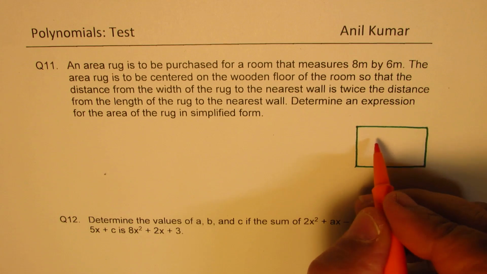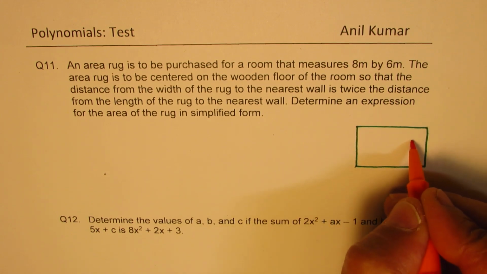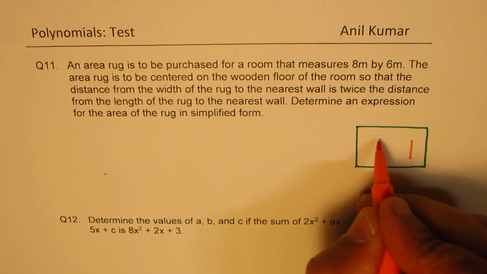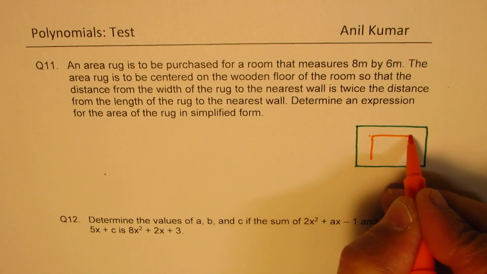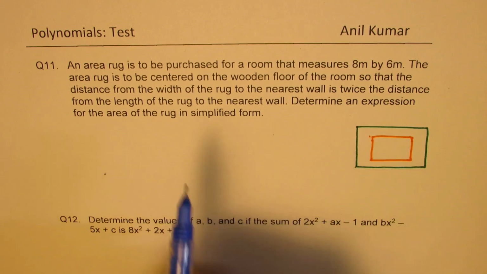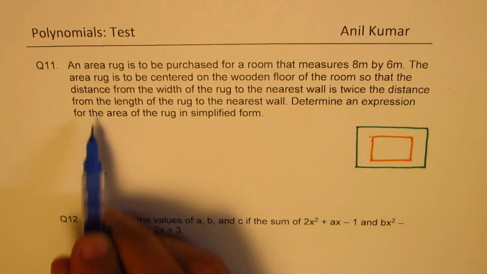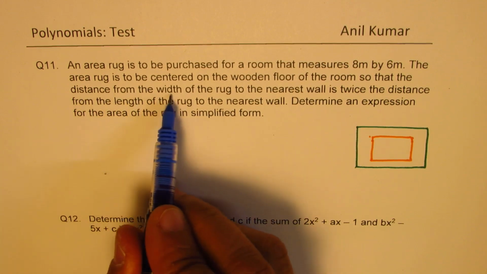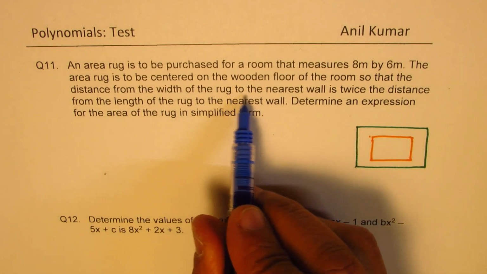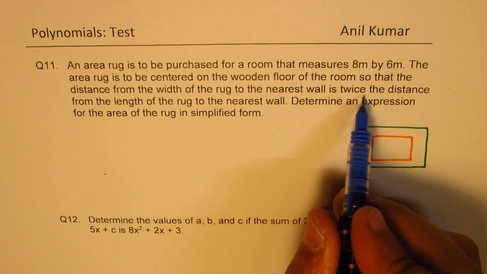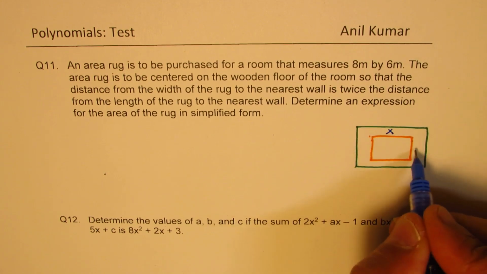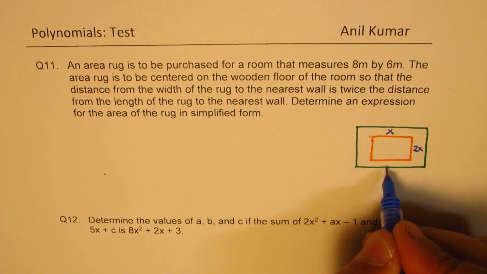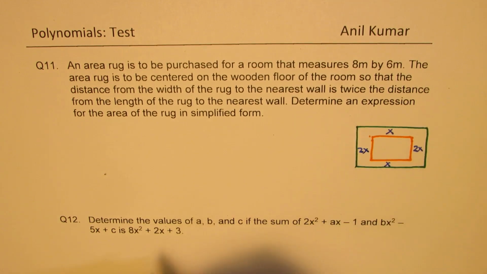So let's say we have here, so this will be the width, right? So this width will be smaller. So we are saying that distance is twice as far as the width is concerned and x as far as the length is concerned, right? So it's given that the distance from the width of the rug to the nearest wall is twice the distance from the length of the rug to the nearest wall. So if this is x, that becomes 2x, right? Now, x is on both the sides and 2x is also on both the sides.